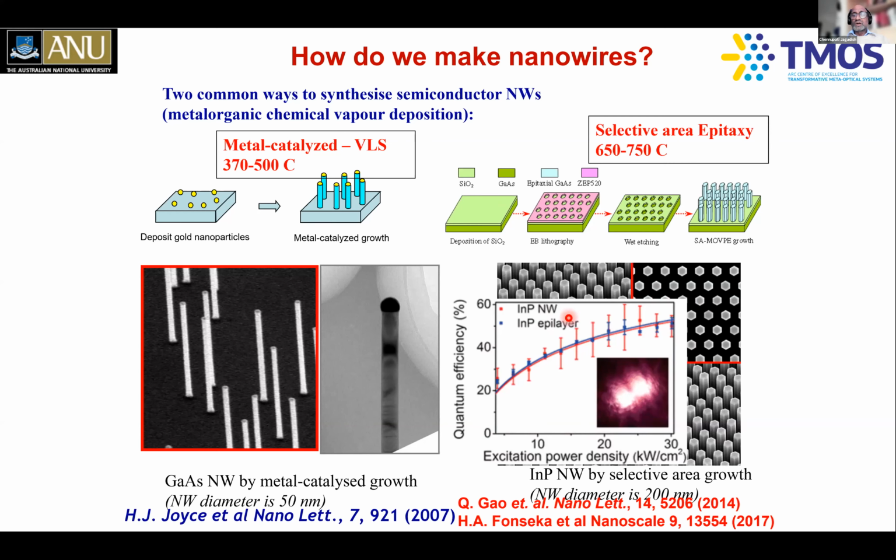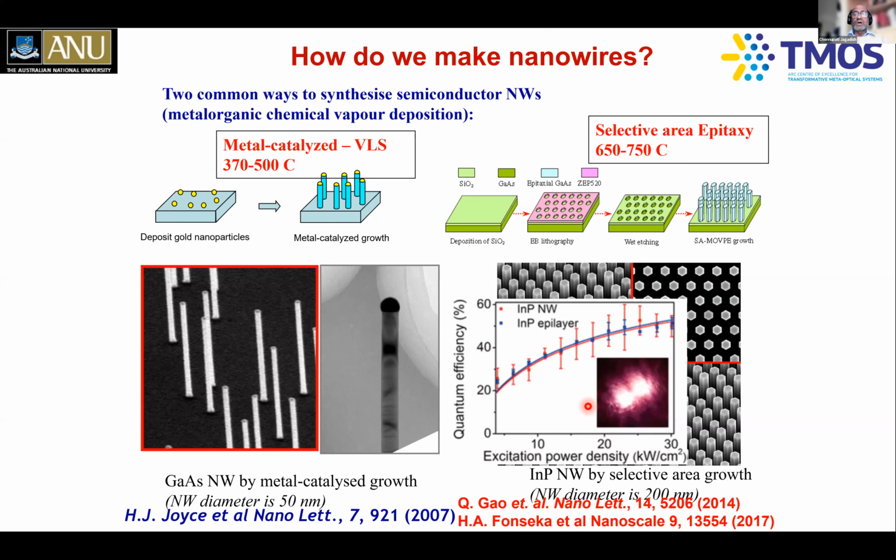We also compared this with the epitaxial layers, which are the two-dimensional layers which we grow, and you can see the blue curve, and they are very much comparable, indicating that surface non-radiative recombination is not a major issue in the case of indium phosphide nanowires. So you can get excellent performance in indium phosphide nanowires, which are very good for making lasers and LEDs and solar cells, which I will come back to.